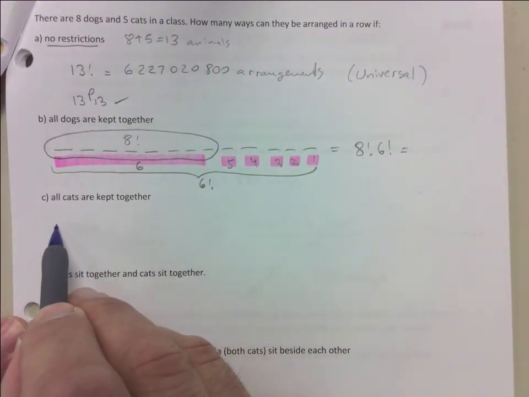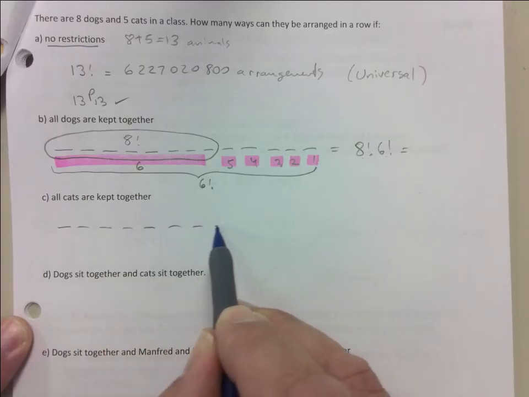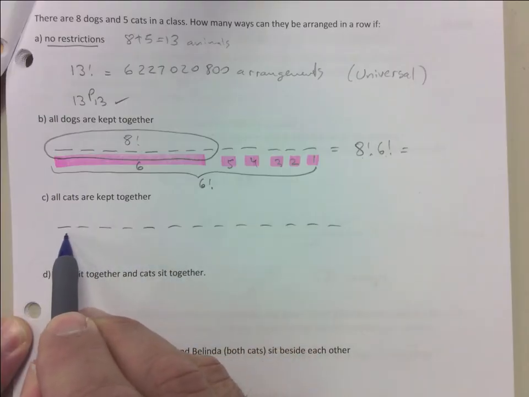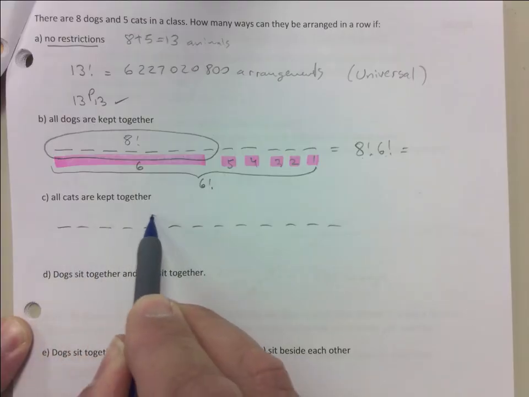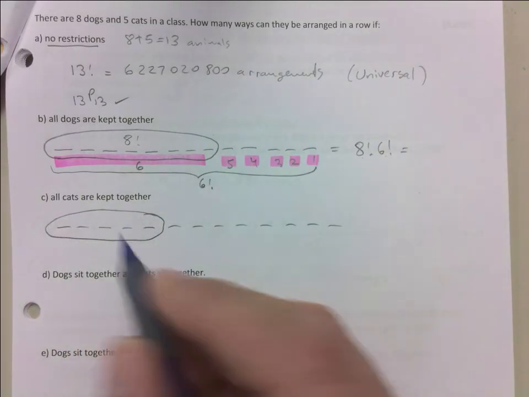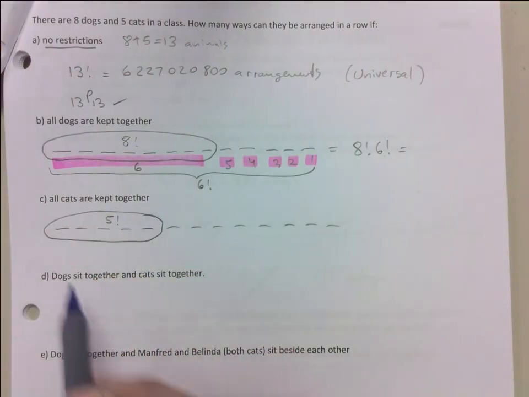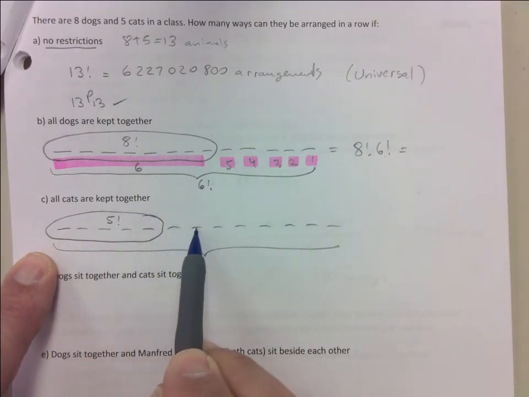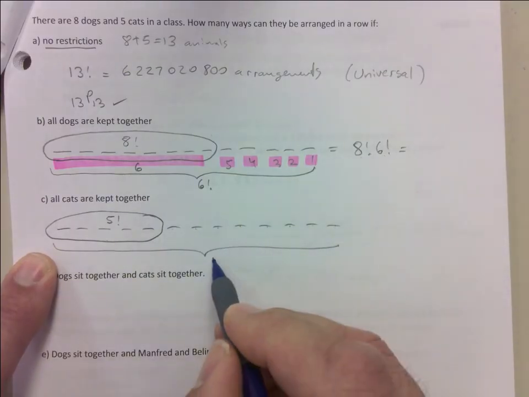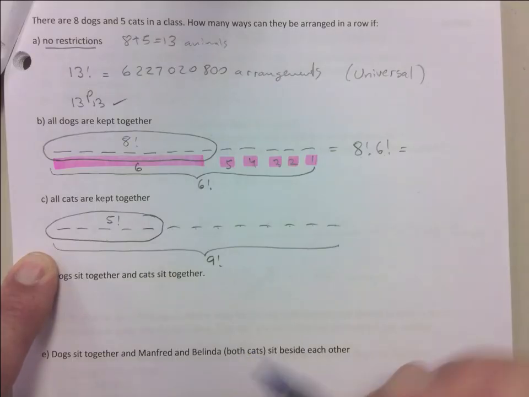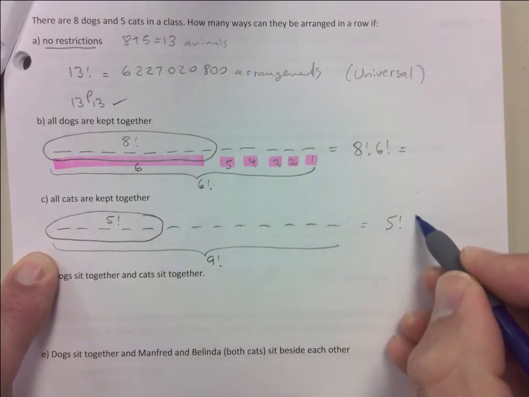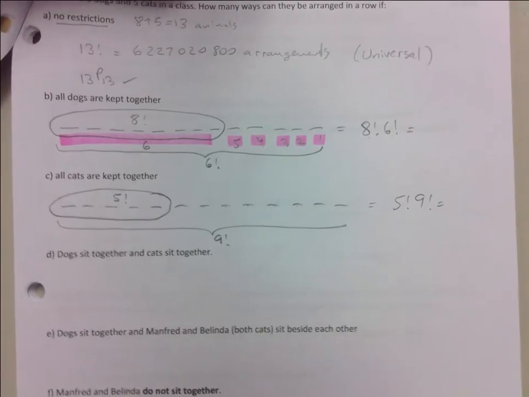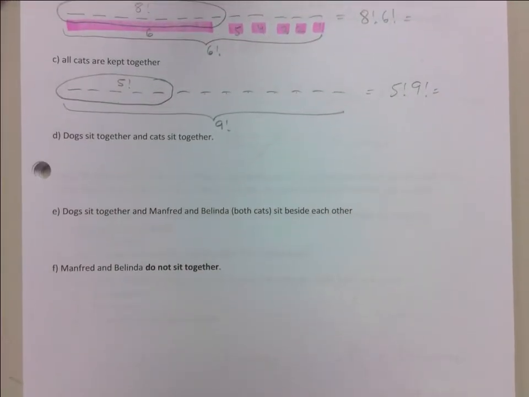All cats are kept together. 1, 2, 3, 4, 5, 6, 7, 8, 9, 10, 11, 12, 13. Make sure you have the right number. So now the cats are together. Let's assume the cats start off on the left side, and there are 5 of them, so it's 5 factorial. Then you zoom out, and you count this as 1, 2, 3, 4, 5, 6, 7, 8, 9. That's where the 9 factorial comes in. So that's 5 factorial times 9 factorial. We'll figure out the answer later or never. One of the two.